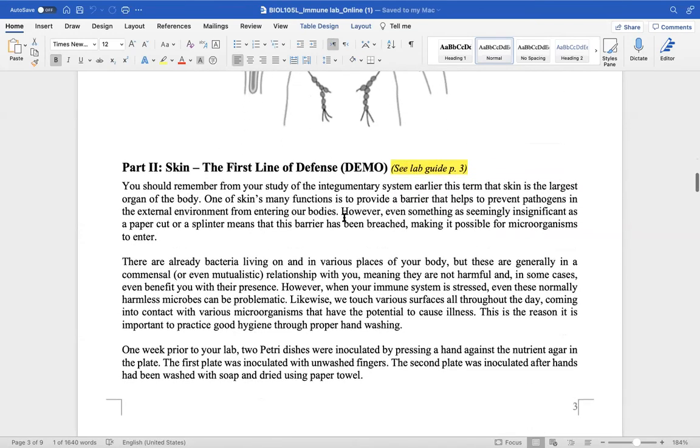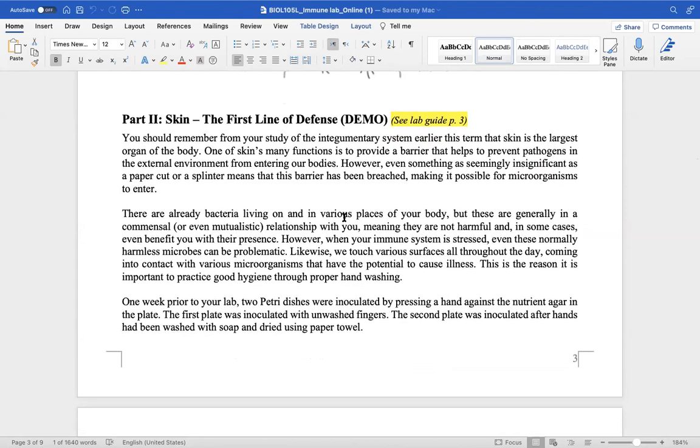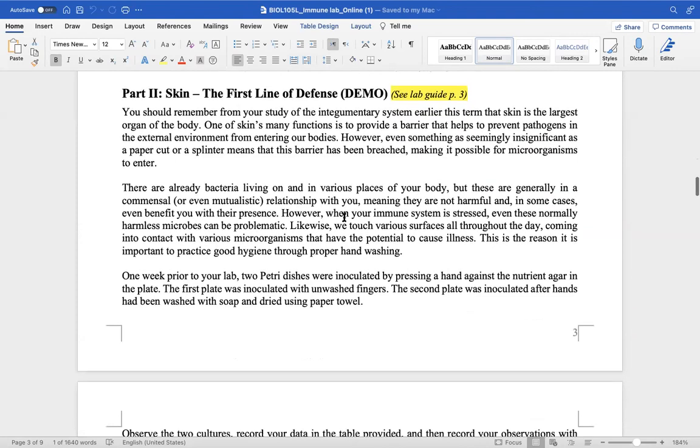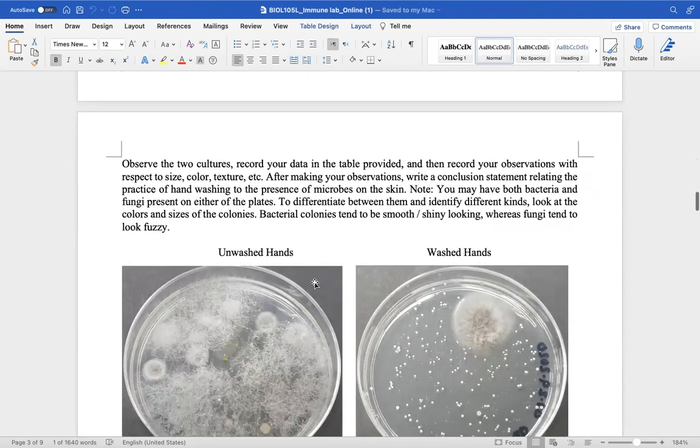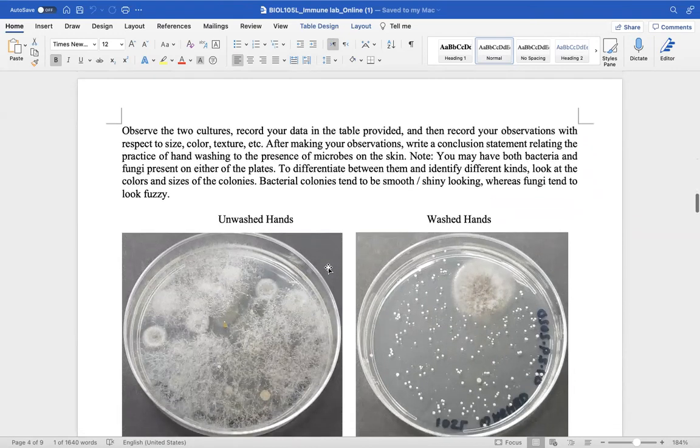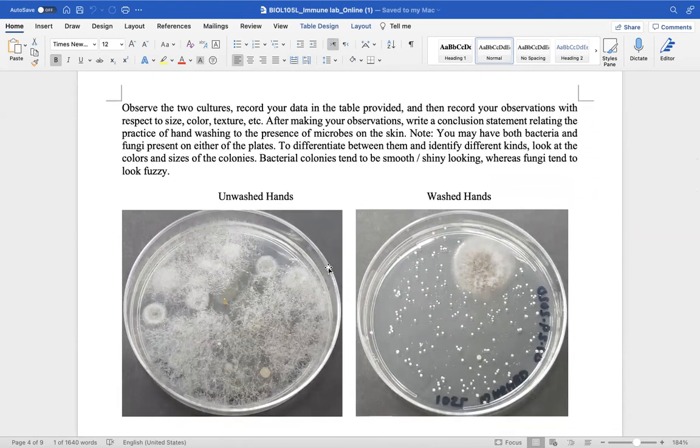And then we'll look at the skin a little bit. Remember, the skin is your body's largest organ, and it's also your body's first line of defense because it keeps a lot of harmful substances out. And you are going to observe two cultures. We've created two Petri dishes here, recording the data in the table provided, and then recording any observations with respect to the size, color, and texture of what you see in these Petri dishes.